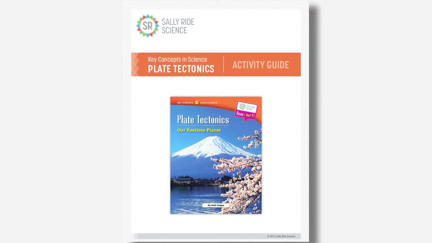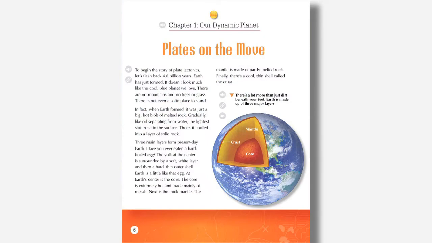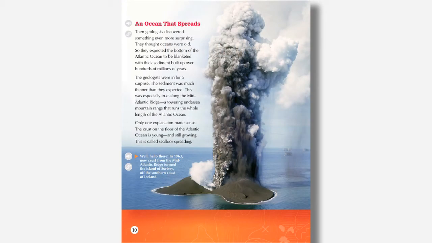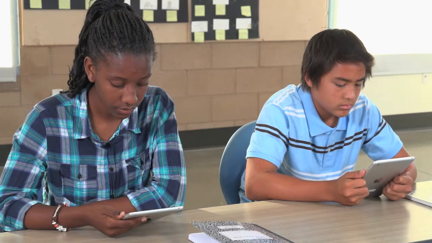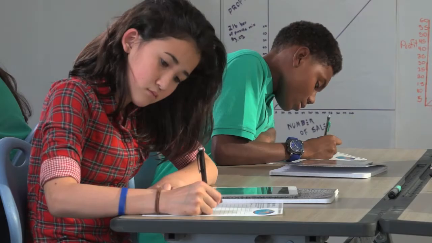The Key Concepts activity guides offer a wealth of opportunities for students to develop their explanatory writing skills. Here's an example from the activity guide for Key Concepts Plate Tectonics. The book explains the different kinds of evidence that led to the theory of plate tectonics. After students read the book, call on them to write paragraphs explaining the different lines of evidence.